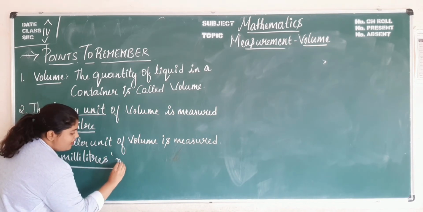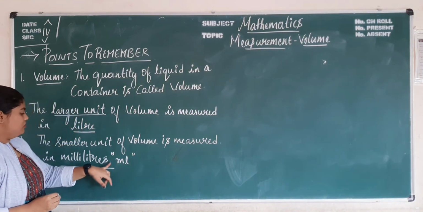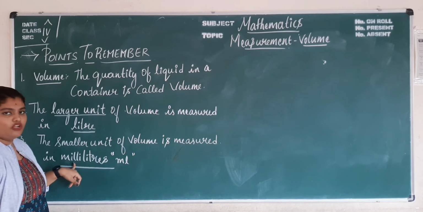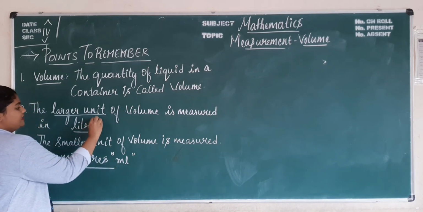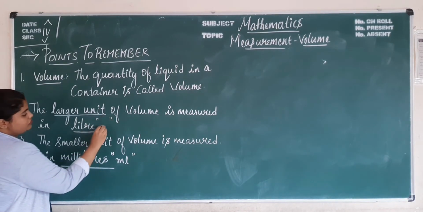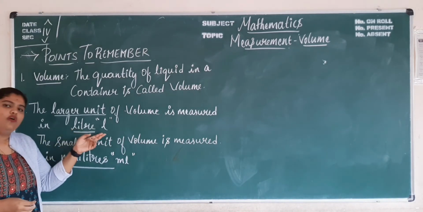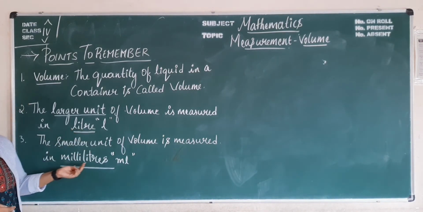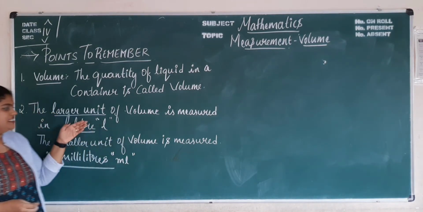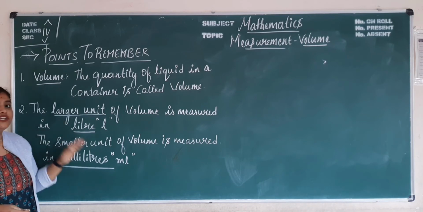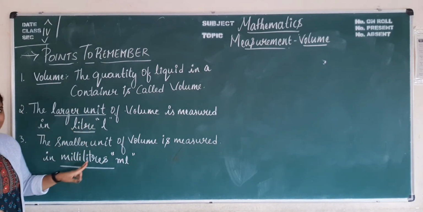So what is the short form for milliliter? Yes, small m and small l. You have learnt in your third standard, right? So the smaller unit, milliliter, is written as ml. And how do you write liters? Yes, we use L. So instead of writing liter everywhere, we use L. Instead of writing milliliter as a word, we use the short form, that is ml. So these are the two units which are used to measure volume: one is liter, the other one is milliliter.